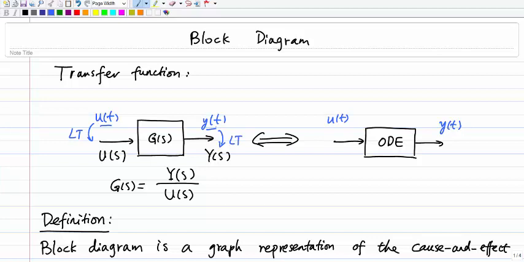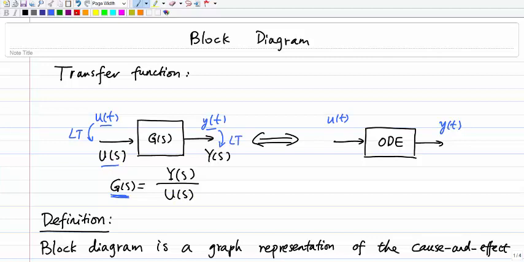So instead of studying the relationship between u sub t and y sub t for a given control system, we are looking at the relationship between the input u sub s, which is a Laplace transform of u sub t, and y sub s, which is a Laplace transform of y sub t. So in particular, the transfer function g sub s is defined as y sub s divided by u sub s. So y sub s is a Laplace transform of the output. U sub s is a Laplace transform of the input u sub t.